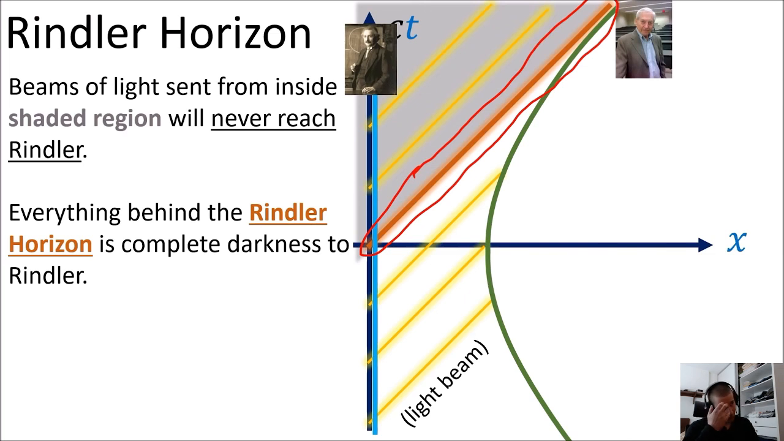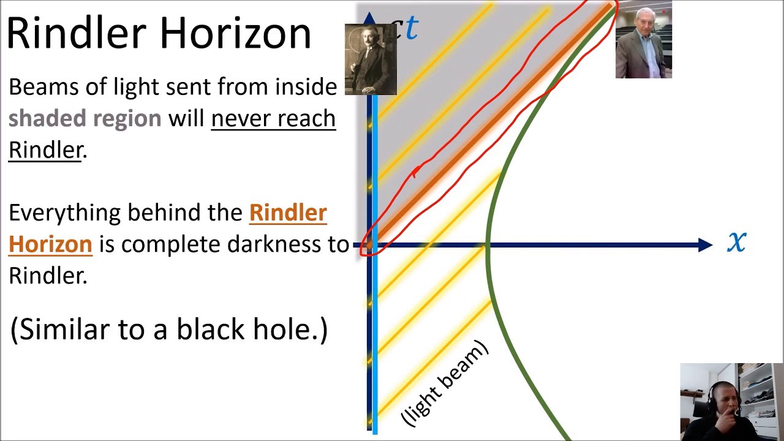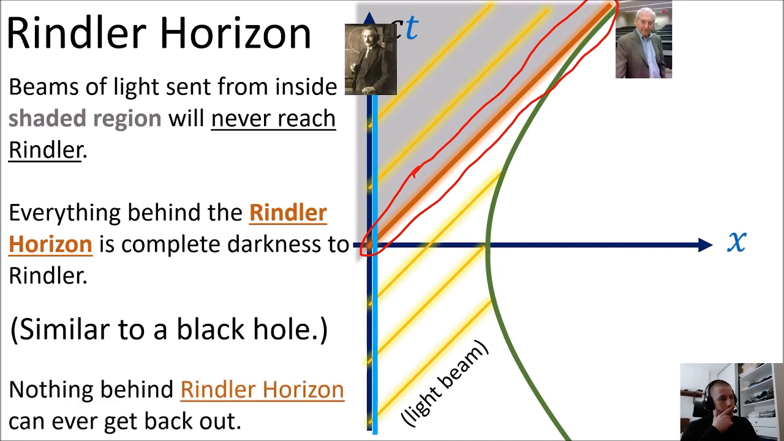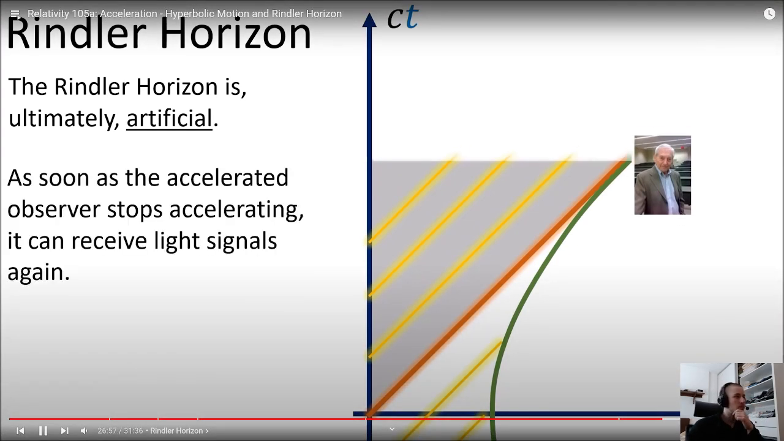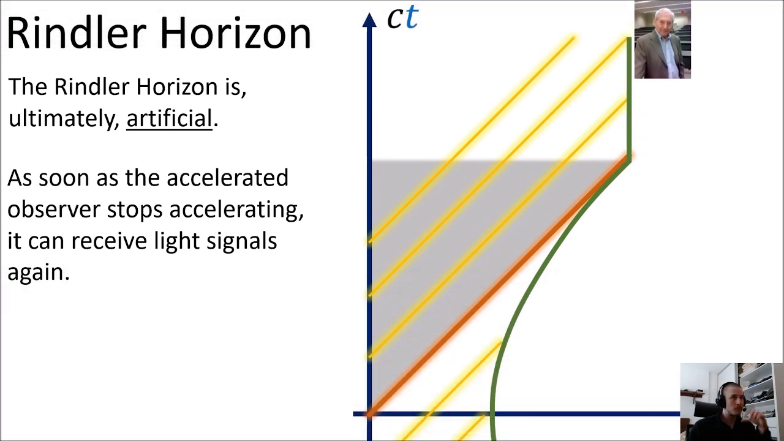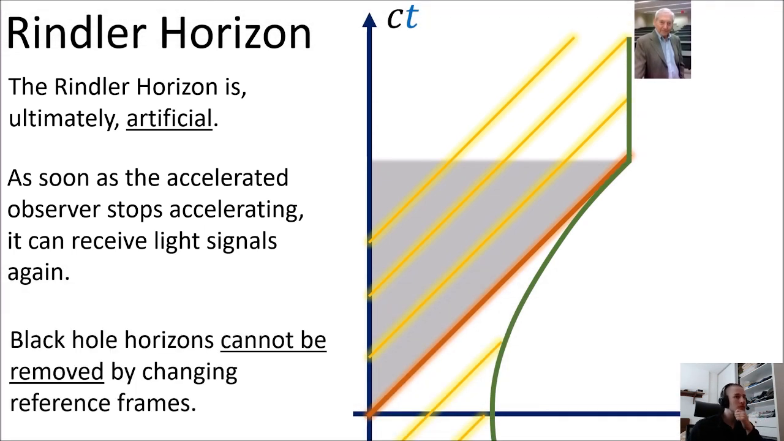In some ways, this is similar to the horizon of a black hole, where nothing behind the horizon of a black hole can ever get outside of it. In this case, nothing that is sent from behind the horizon can ever cross through to the accelerated observer's side of the horizon. However, unlike black holes, the Rindler horizon is ultimately artificial. As soon as Rindler stops accelerating, the light beams will catch up with him again. Black holes, on the other hand, are actually physical and can't be removed by changing reference frames.